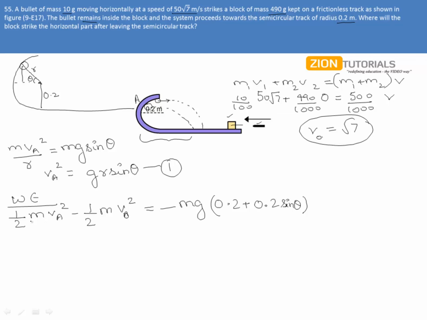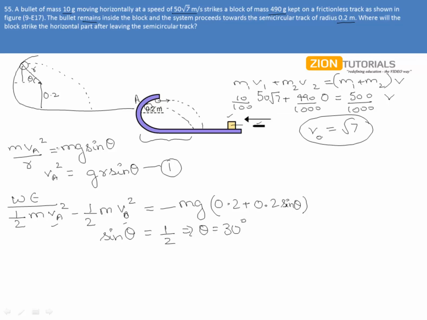Now we are having the value of masses over here, values of VA, VB as well as mg. Only sine theta is unknown over here. This gives us the value of sine theta to be half, which implies that theta is basically 30 degrees. So at 30 degrees, this will leave the contact with this semicircular part. Now after that, this will definitely be a projectile motion.